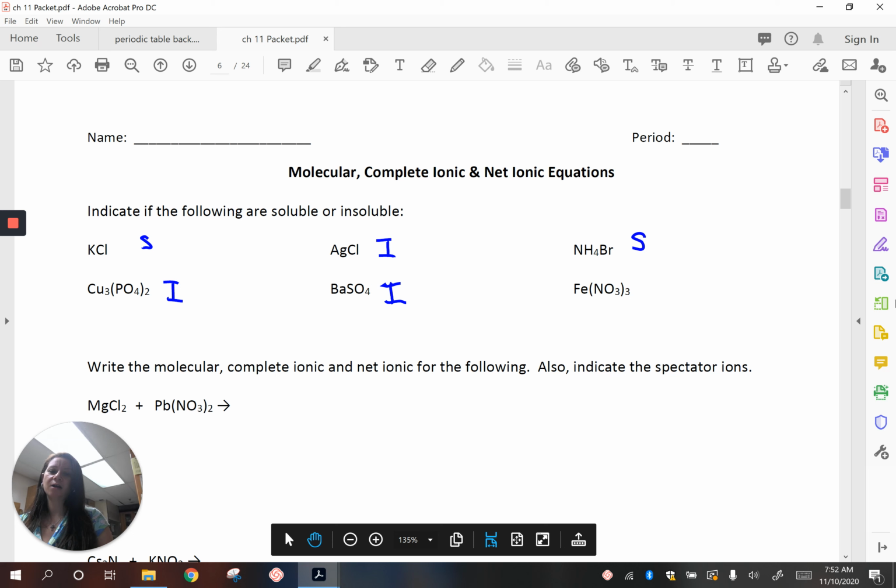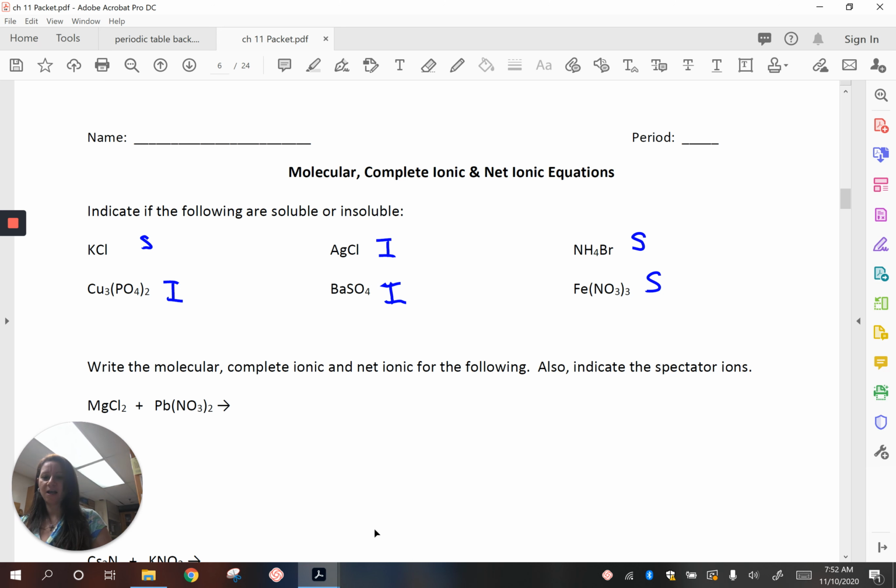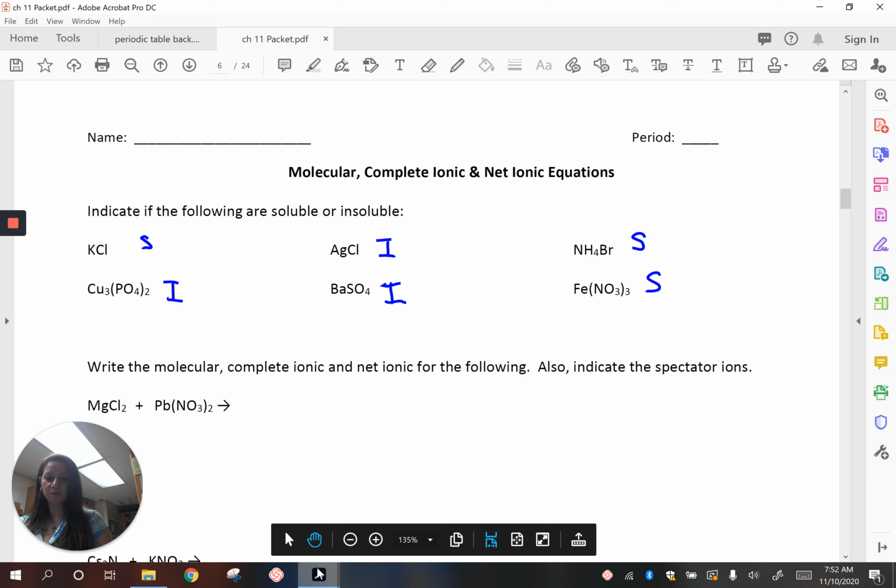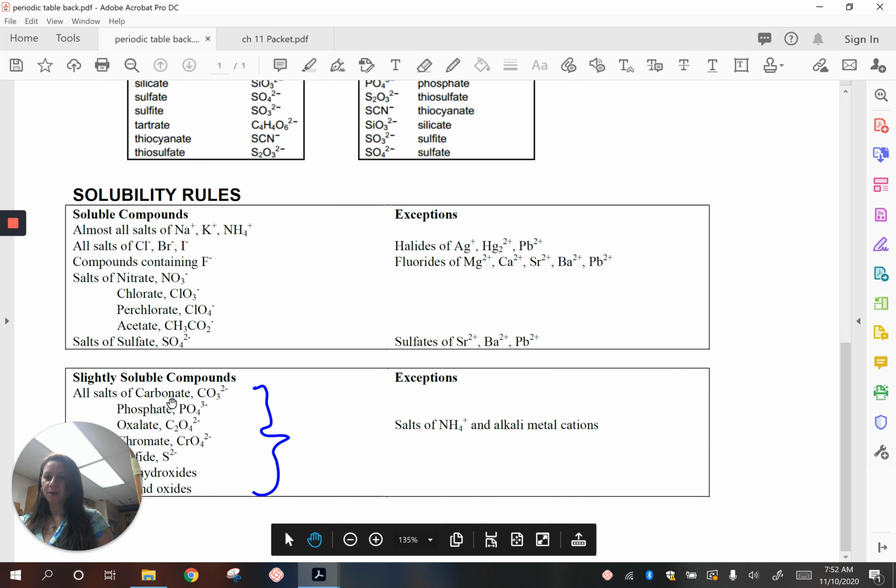Last one here is iron nitrate. That is soluble. We don't really have any mention of iron in our rules, but we do have that nitrates are always soluble with no exceptions. Okay, so we can use our solubility rules to tell whether ionic substances are soluble or not.